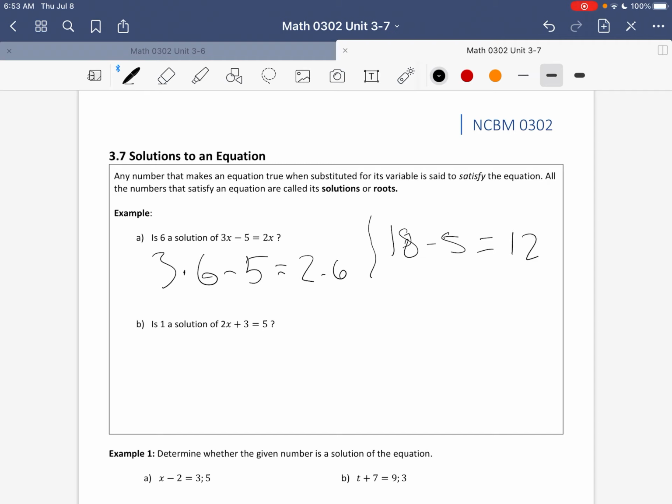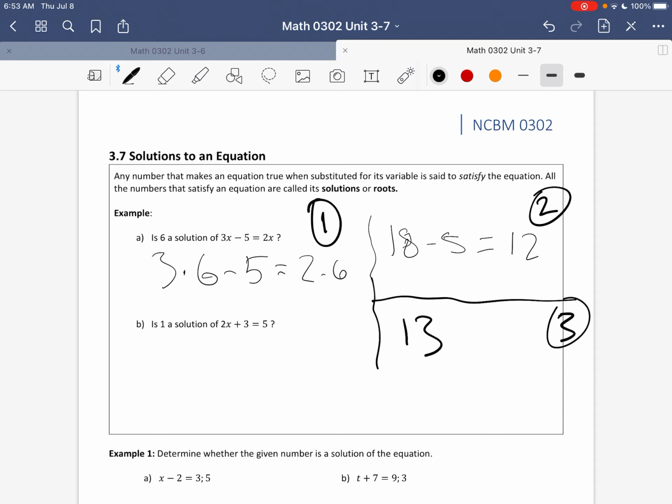Let me change the thickness here. Okay, and then I'll draw a line here to separate the steps. So this was step 1, step 2, step 3. We can go in order. 18 minus the 5 is the same thing as a 13, equal to 12. As we're going through these examples, wherever I see the equal sign, I'll put a question mark over the equal sign for now, because we're doing a verification. We don't know if the left-hand side really is going to be equal to the right-hand side.